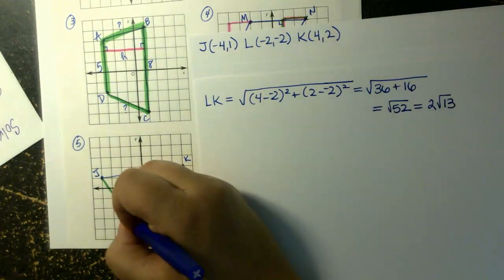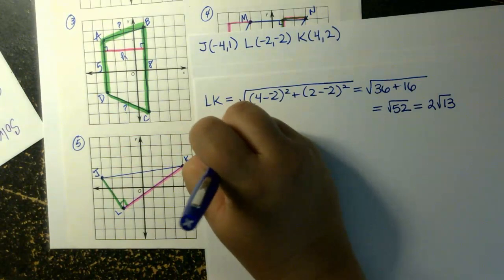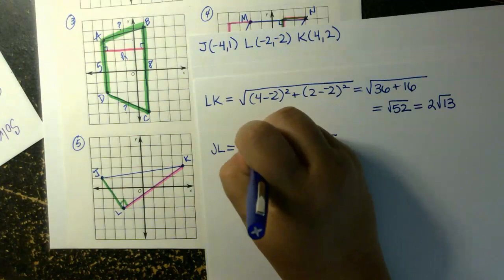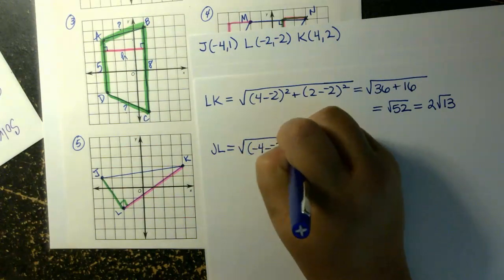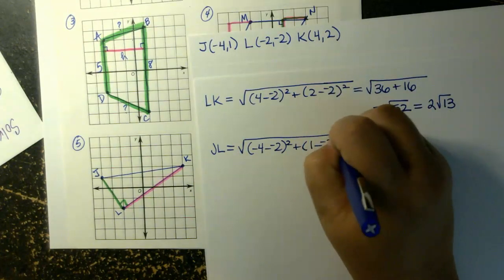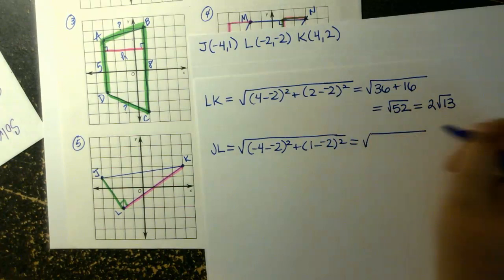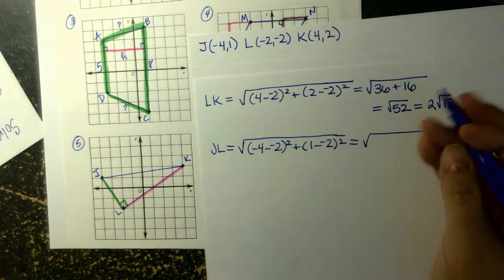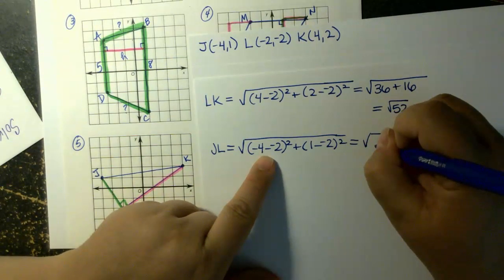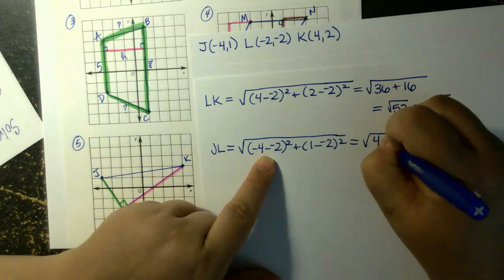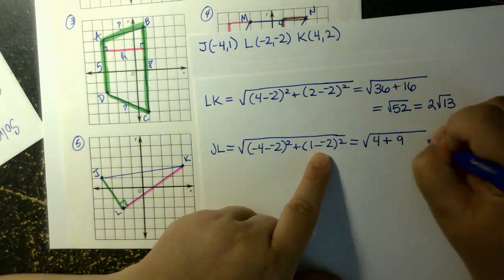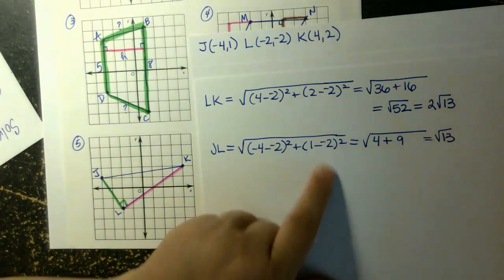Now what about JL? JL, the difference between the x's, -4 minus a -2, plus the difference between the y's, 1 minus a -2, gives me 2. That's -2 squared. This is a -2, everything in the parentheses there. When I square that, I get 4. 1 minus a -2 is 1 plus 2, which is 3. When I square that, I get 9. So this is square root of 13.